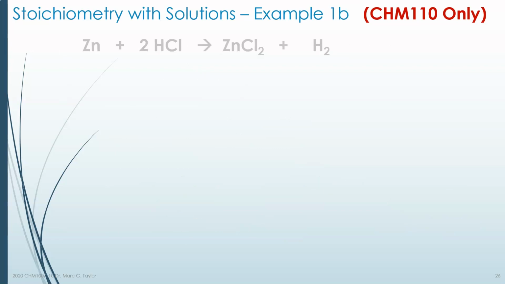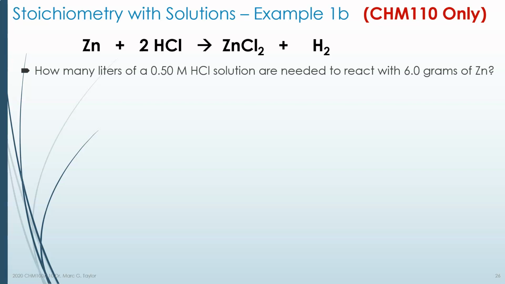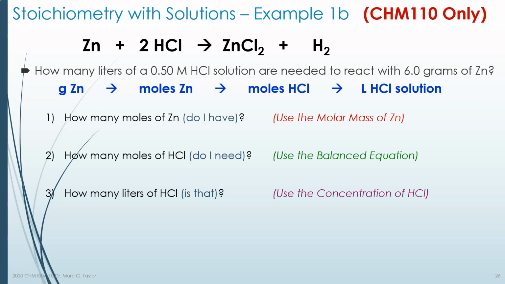So let's look at the problem again. So here's the same problem. How many liters of 0.50 molar HCl solution are needed to react with 6.0 grams of zinc? We have the equation already worked out. Here's your pathway. And you can break this pathway down into 3 steps. There are 3 arrows. You're going to be doing 3 calculations.